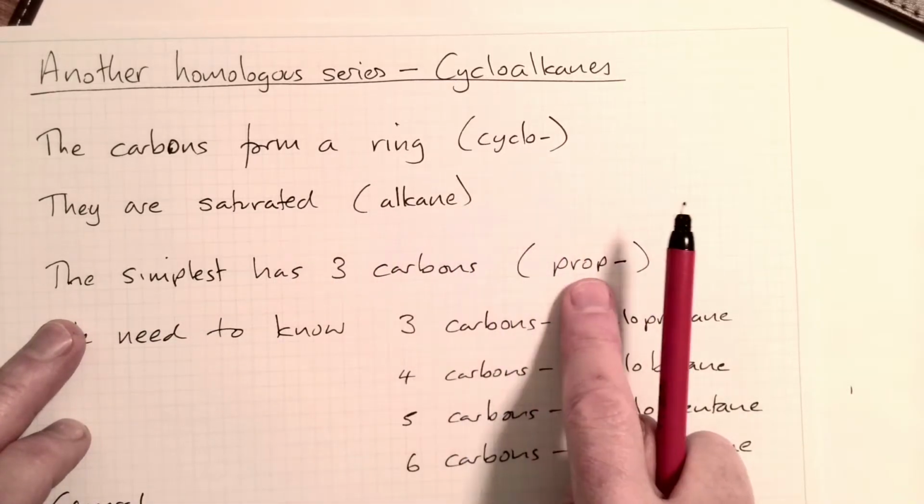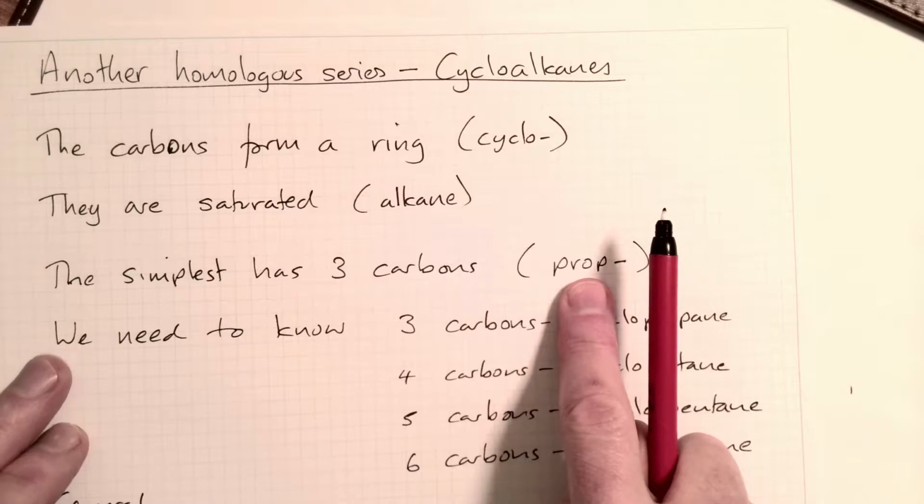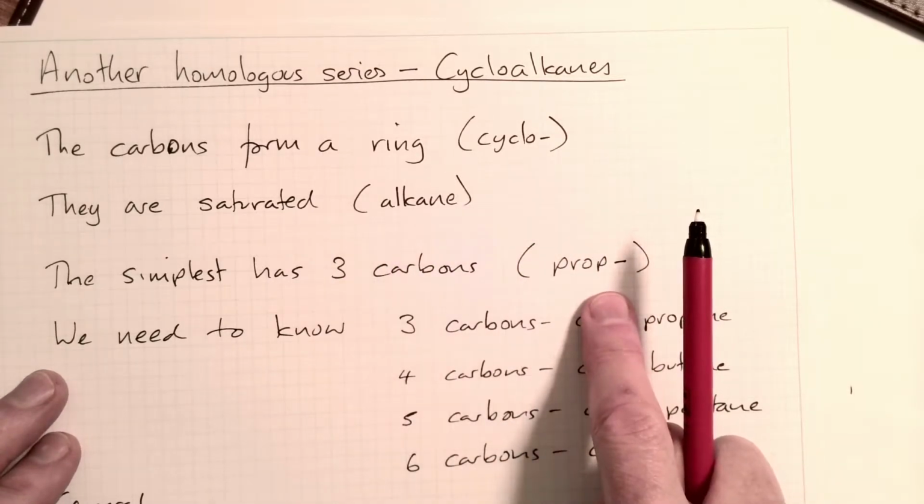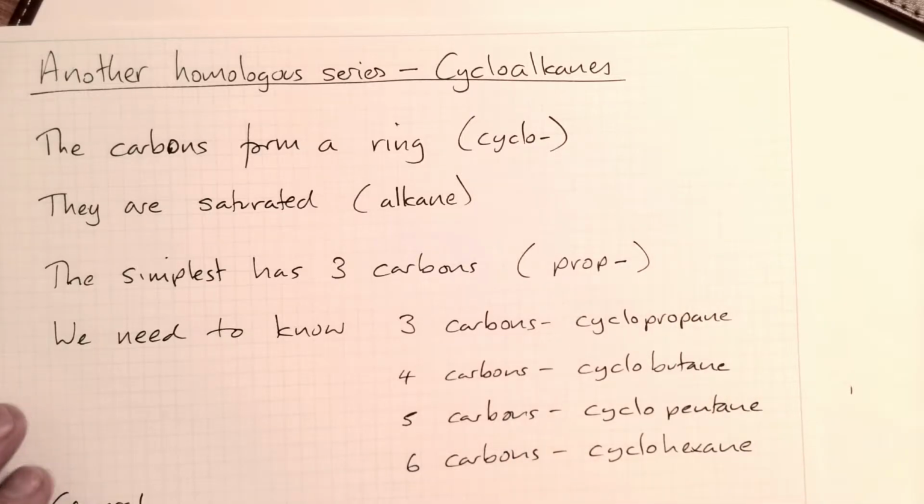You can make a ring out of 3 carbons. You can't make a ring out of 2 carbons. You can't make a ring out of 1 carbon. So the simplest of the cycloalkanes is cyclopropane. Cyclopropane has been used as an anesthetic in the past, and some people suffered consequences from it, and also it was very explosive, so they decided not to use it in the end. But it's good to know that. All right, so back to the board.